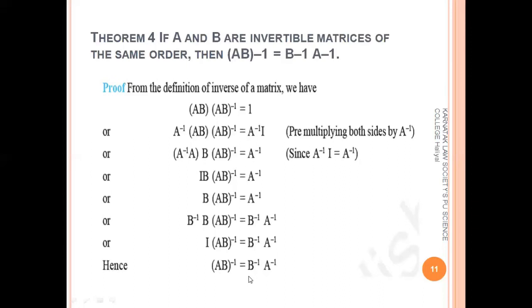Just remember the first statement, where in place of A I considered AB. I used the concept that AB into (AB) inverse is equal to I. In this way we prove this theorem.